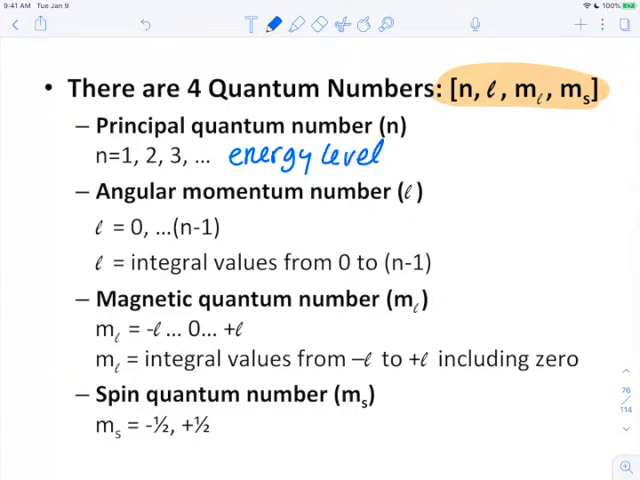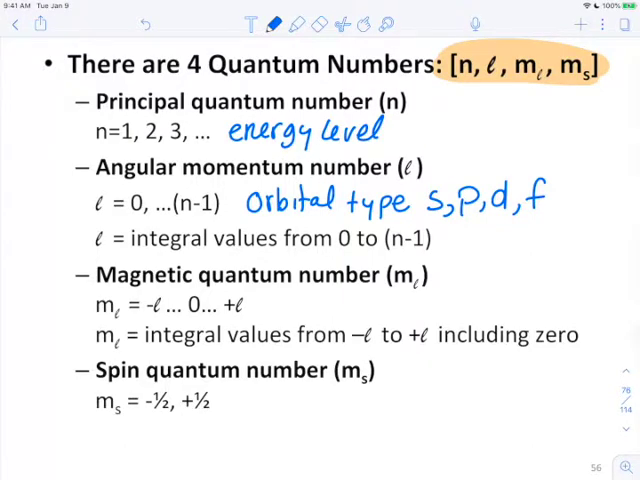It has L, and L is called the angular momentum number, and L is the orbital type. And that means it is S, P, D, or F. Here we just give a number to each of those orbitals. So we'll give a number to the S, a number to the P, D, and F, just so we can express it numerically. And L will have numbers from what we call L equals 0 to n minus 1. Don't worry about that rule. I will show you an easier way to do it.